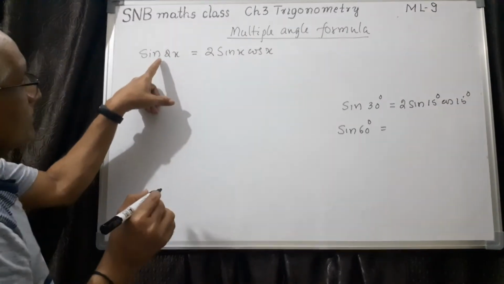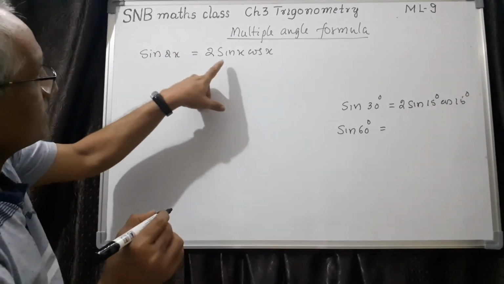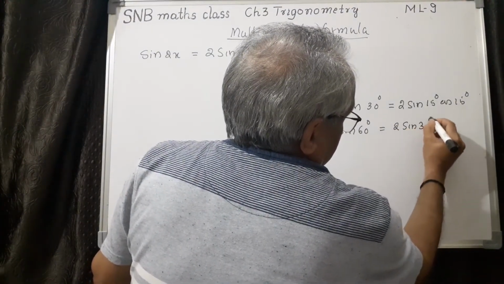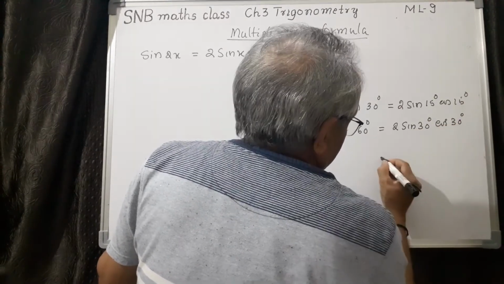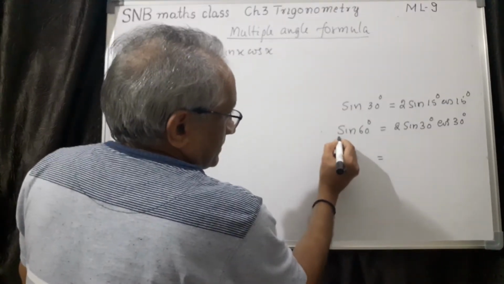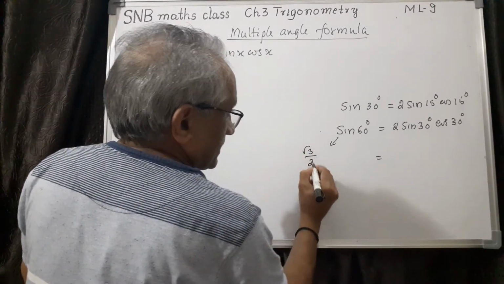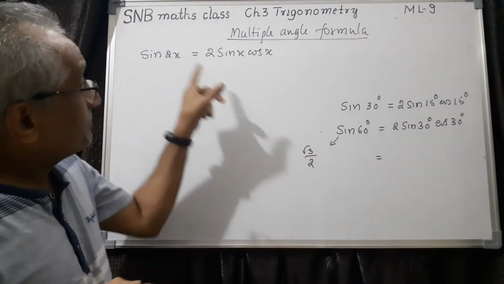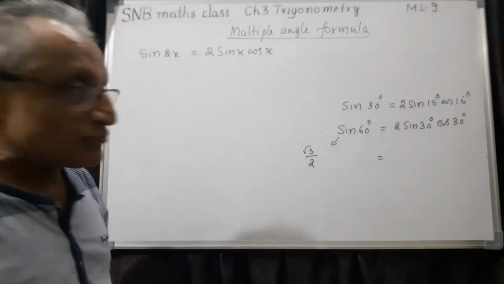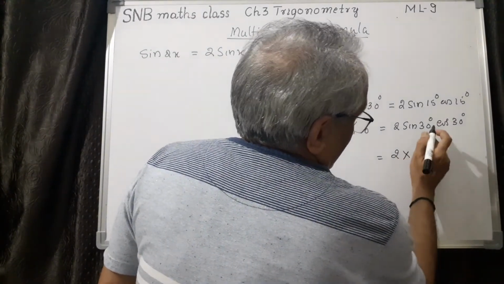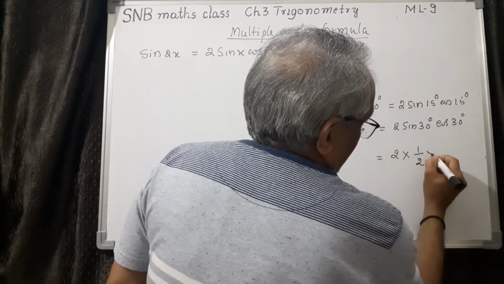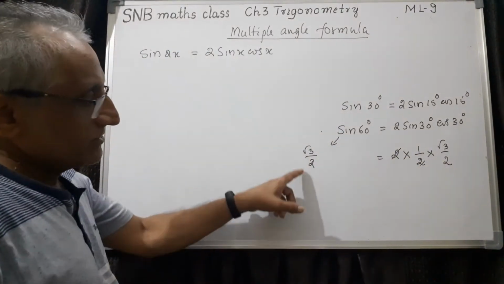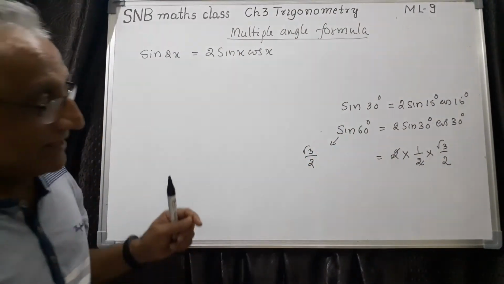According to this, 2x is 60 degrees, so x is half of that. Therefore I have to write 2 sine 30 degrees cos 30 degrees. Now sine 60 you know already. This value is root 3 by 2. If this formula is correct, I should get the same value here. Let us check. 2 into, what is sine 30? It is 1 by 2. What is cos 30? It is root 3 by 2. Now 2 cancels, and we get root 3 by 2. So the formula is valid, and we are confirmed.